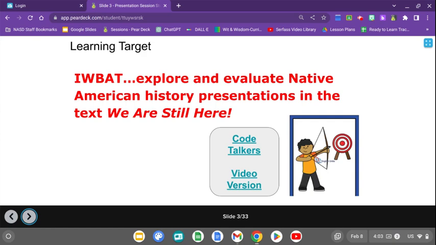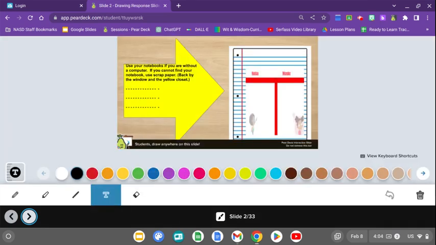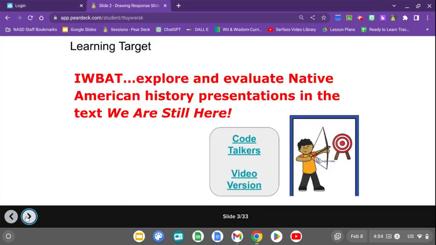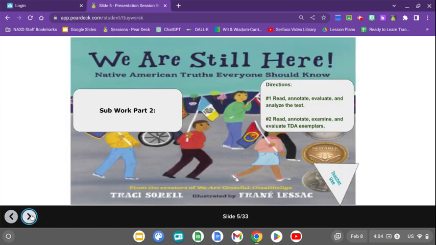If you are using a computer, you can just take a moment and appreciate the 2 different colors here, explore and evaluate history presentations. Since you're prepared with a computer today, you can just always come back to these target slides. Those of you with paper, it would be a good idea for you to right now write that target. And what is that target again? I will be able to explore and evaluate Native American history presentations in the text, We Are Still Here. And you could write that above or you could write that below the T chart.